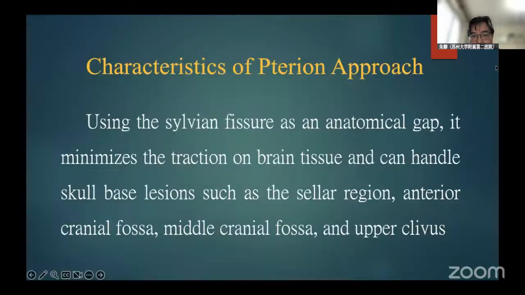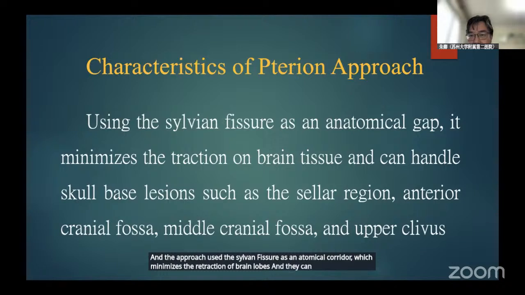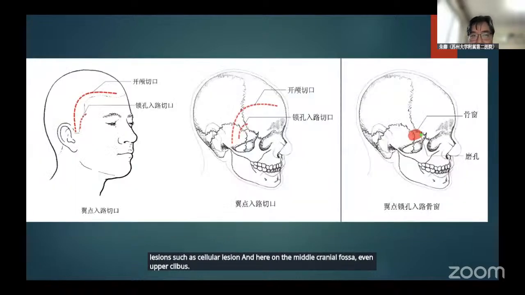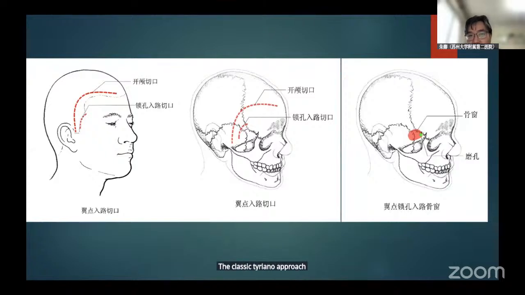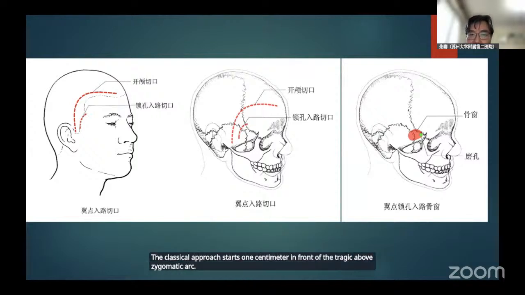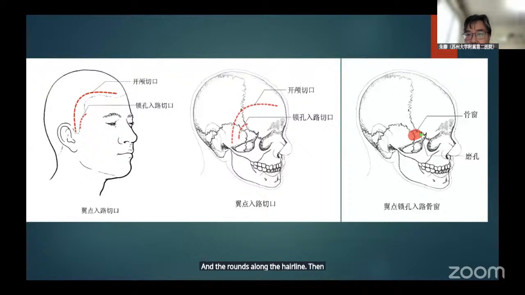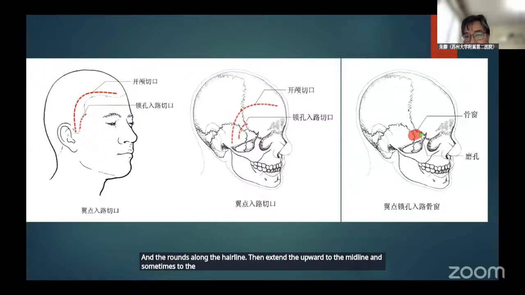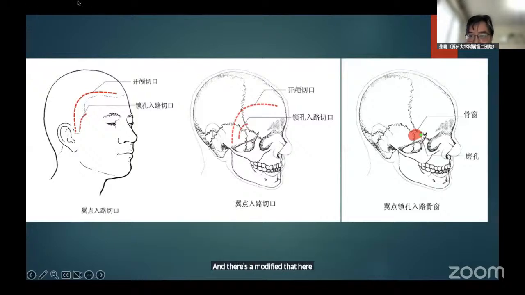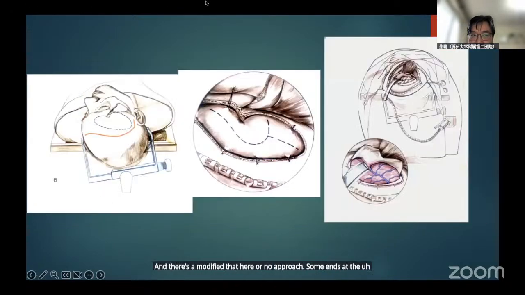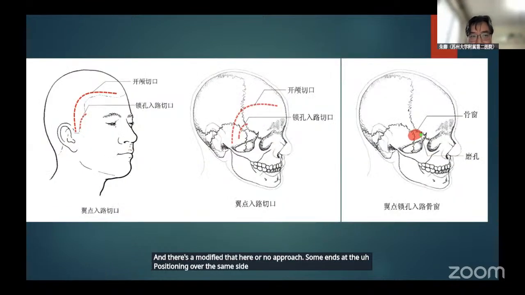The pterional approach uses the Sylvian fissure as an anatomical corridor, which minimizes the retraction of brain lobes and can deal with most skull base lesions, such as the sellar region, anterior and middle cranial fossa, even upper clivus. The classical pterional approach starts 1 centimeter in front of the tragus above the zygomatic arch and runs along the hairline, then extends upward to the midline and sometimes to the contralateral side. The modified pterional approach ends at the position of the same-side pupil.